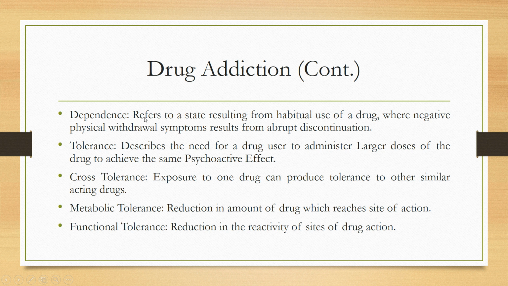So next is dependence. What is dependence? It refers to a state resulting from habitual use of the drug where negative physical withdrawal symptoms result from abrupt discontinuation. So next is tolerance. What is tolerance? It describes the need for a drug user to administer larger doses of the drug to achieve the same psychoactive effect. So here I will explain a process.